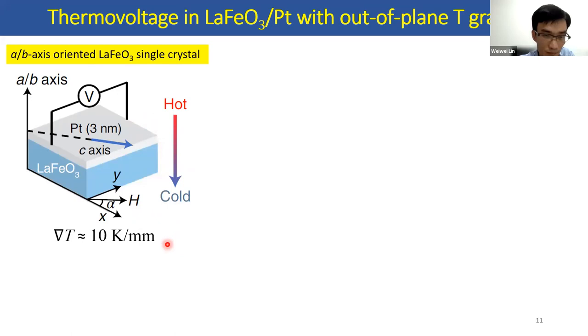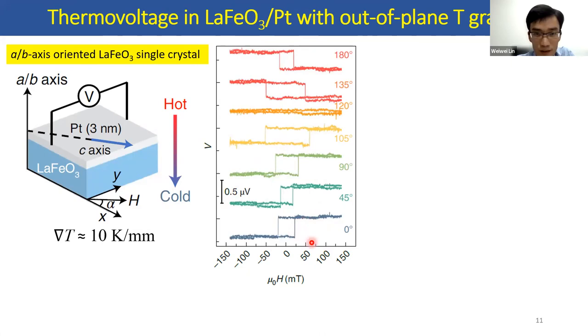Here I show the magnetic field dependence of the transverse thermal voltage. We can see a clear sharp switching with the magnetic loop. This is a thermal voltage loop, and the loop can be reversed when we rotate the magnetic field 180 degrees. The magnetic field dependence of the thermal voltage is negligibly small in this configuration. In this sample it is 120 degrees.